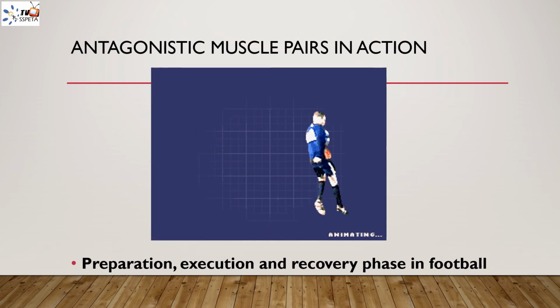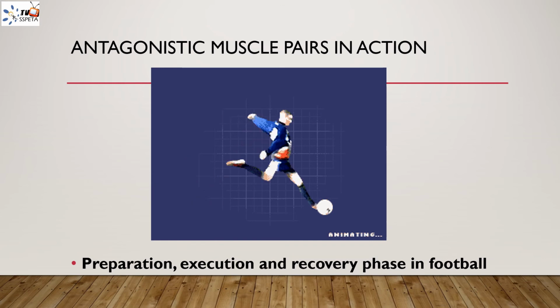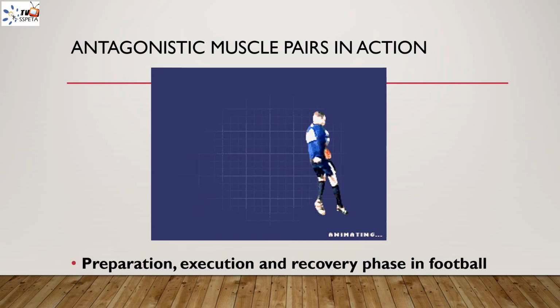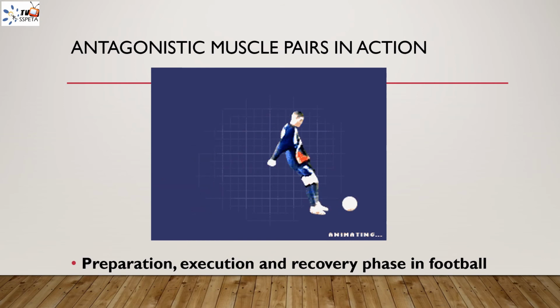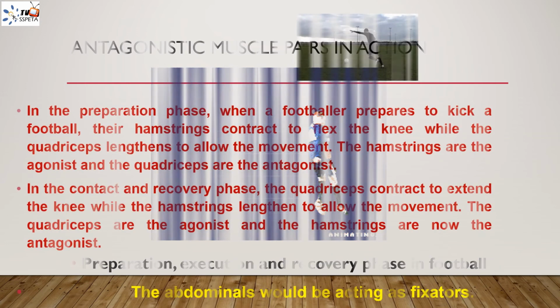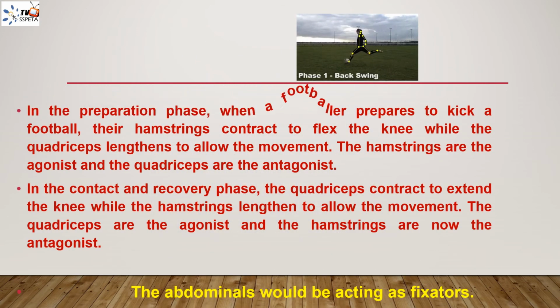So we have a look at one example in sports, for example, kicking in football, whereby we have antagonistic muscle pairs in action. For this skill, we will look at the preparation, execution, and recovery phase. In the preparation phase, when a footballer prepares to kick a football, the hamstrings contract to flex the knee, while the quadriceps lengthen to allow the movement. The hamstrings are the agonist and the quadriceps are the antagonist.